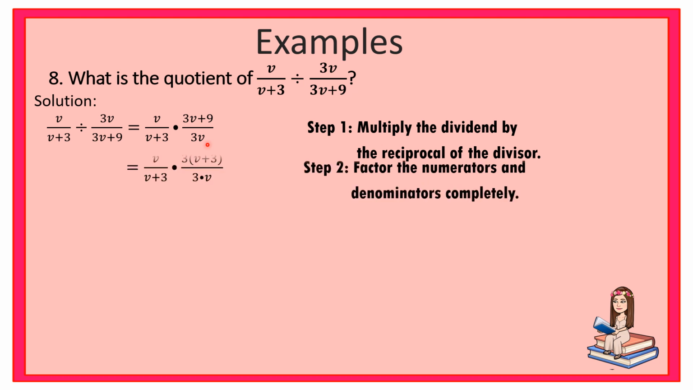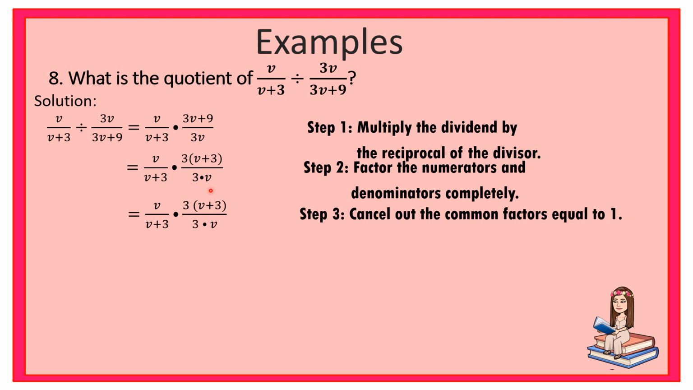After which, we will factor out. So, yung v and v plus 3, okay naman na yan. Itong 3v plus 9, parehas nilang pwedeng ma-divide sa 3. Kaya nilabas ko yung 3. 3v divided by 3 is v. 9 divided by 3 is 3. And 3v is 3 times v.